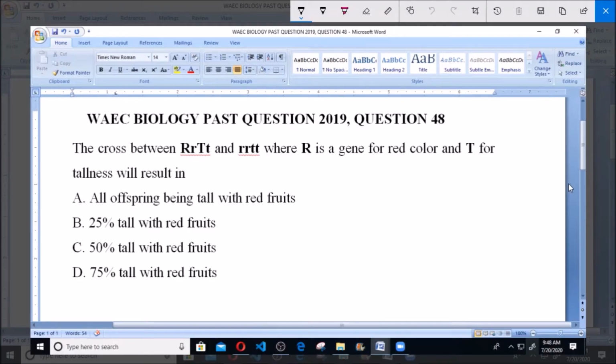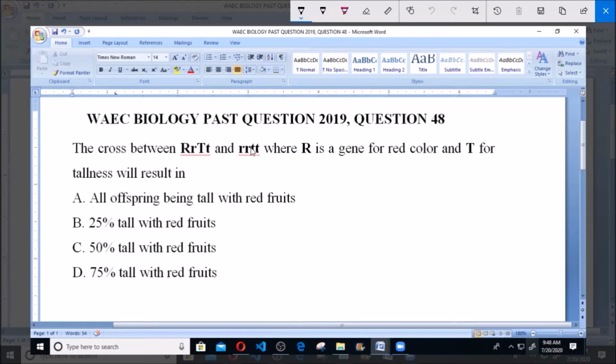Today we'll be dealing with WAEC Biology Past Question 2019, question 48. The cross between RrTt and RrTt, where R is a gene for red color and T for tallness, will result in A. All offspring being tall with red fruit, B. 25% tall with red fruit, C. 50% tall with red fruit, and D. 75% tall with red fruit.